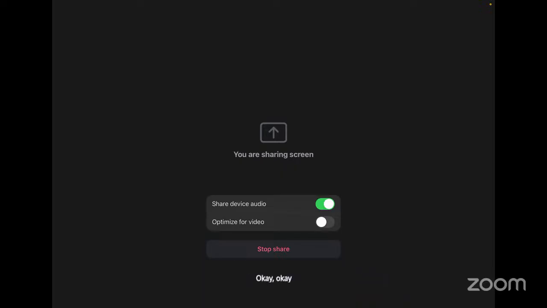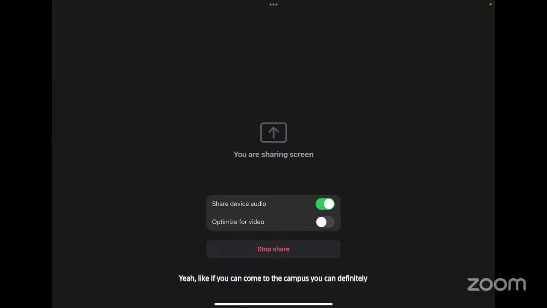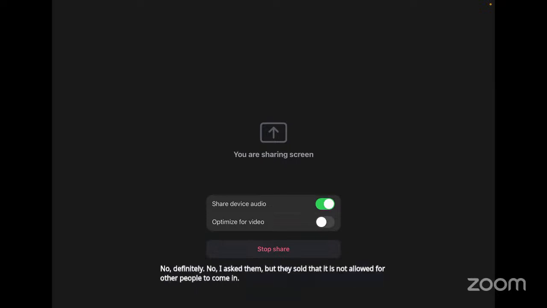Is there any chance to meet directly and get it clarified, madam? Yeah, if you can come to the campus, you can definitely meet directly. No, definitely not. I asked them, but they told me it is not allowed for other people to come in. So you don't have any ID card? No.